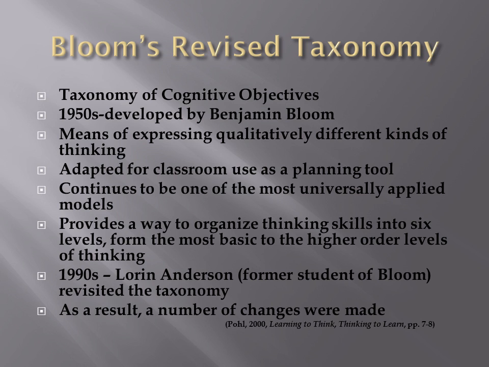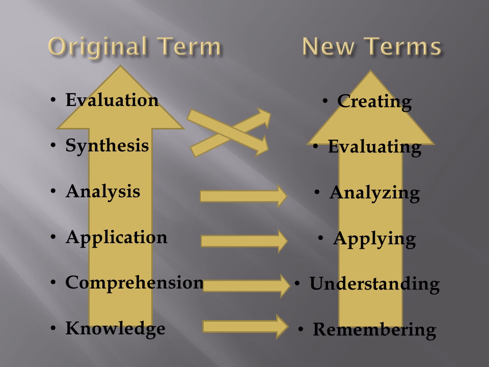In the 90s, it changed to the revised taxonomy. One of Bloom's students, Lorin Anderson, went in and revised, and we're going to talk about some of those changes that you see in the different names. Basically, a lot of the changes were made in just the naming. On the left, you can see the original terms were knowledge, comprehension, application, analysis, synthesis, and evaluation. And the new terminology is remembering, understanding, applying, analyzing, evaluating, and creating.